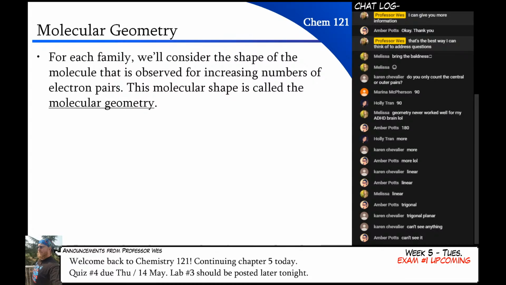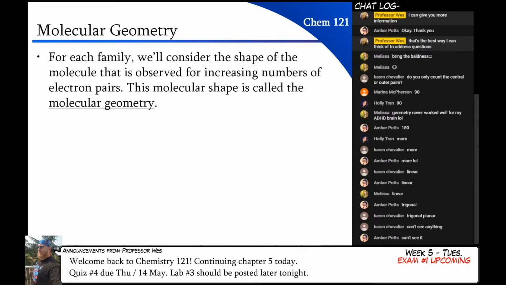So what we're going to do is we're going to consider each family. The three families are what we just considered: linear, trigonal planar, and tetrahedral. And then what we're going to do is we're going to substitute out atoms for electron pairs and see how the shape changes. If the shape changes appreciably, we're going to give it a new name. And that name's going to be the molecular geometry.